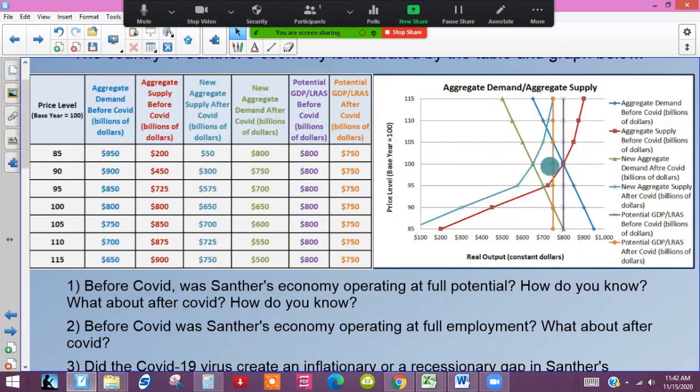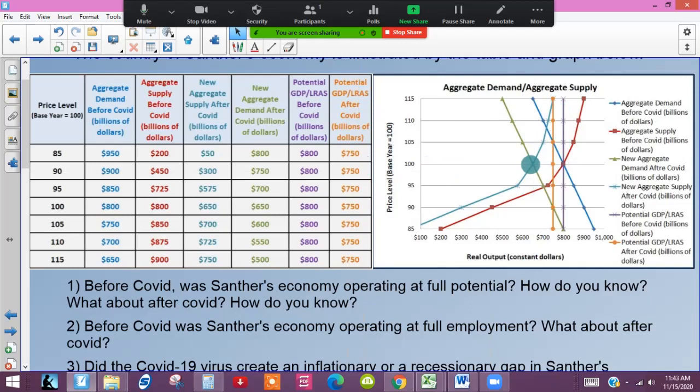So we go way back to here, and a much lower output, but because they both shifted, we're at the same price level. So we have the same price level, just a lot lower output. And even though the long run aggregate supply shifted somewhat to the left, because the one after COVID is orangey brown, or orange, I guess, there's still a very large recessionary gap right here.